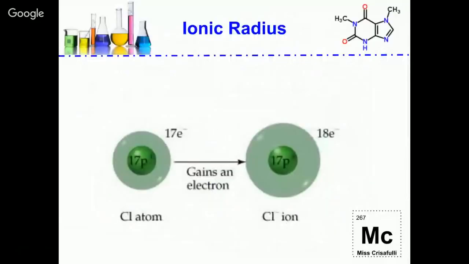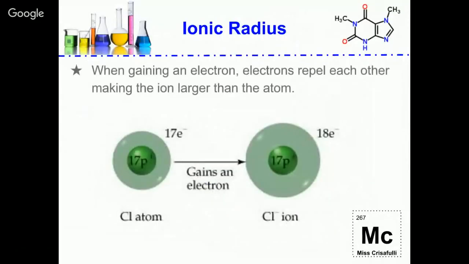So now let's talk about anions. When gaining an electron, electrons repel each other, which is going to make the ion larger than the atom. So anions are always going to be bigger than their neutral atom. In this case, since there's more repulsion between the 18 electrons, especially the 8 electrons in the outside shell of the chloride ion, that atom is going to gain size when it becomes an ion.